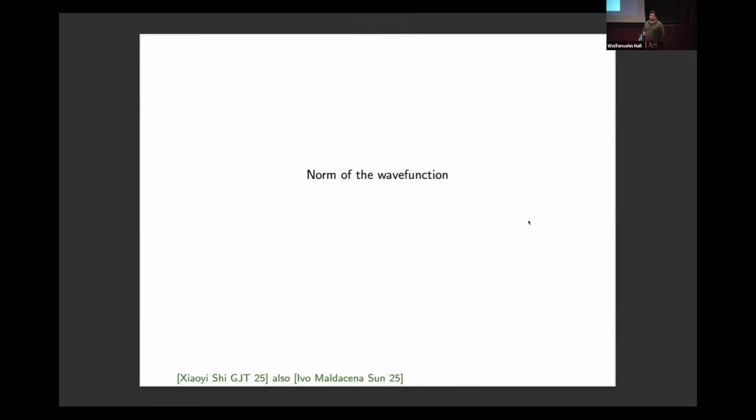Okay, so that's the first part. The second part is about this paper with Shoichi, and also there was a related paper by Ivo, Maldacena, and Sun doing the same calculation I'm about to describe, but with a very different motivation, I believe.